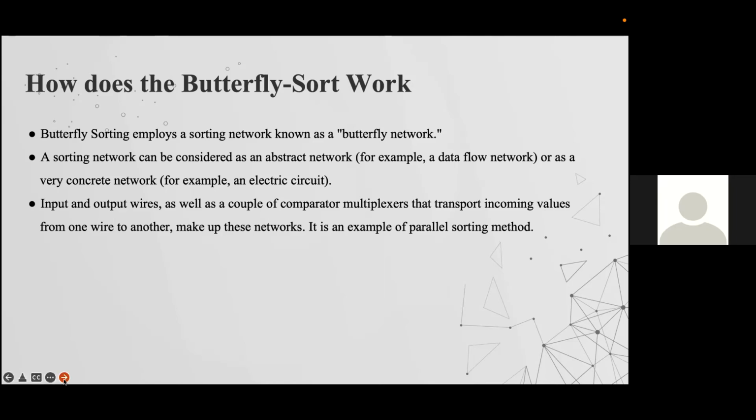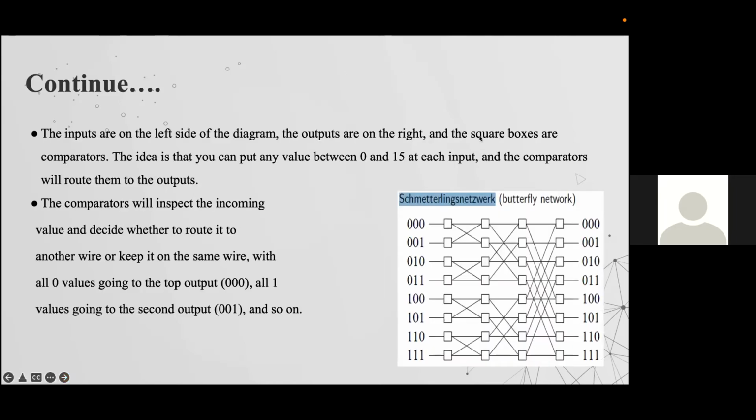Going to the next slide. Here we can see some values on the input side and some values on the output side, and in between we have some square boxes. These are the actual comparator multiplexers which help the data to be transferred from input to output. And you can see there are some values here.